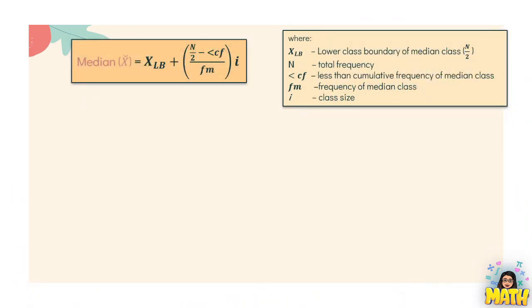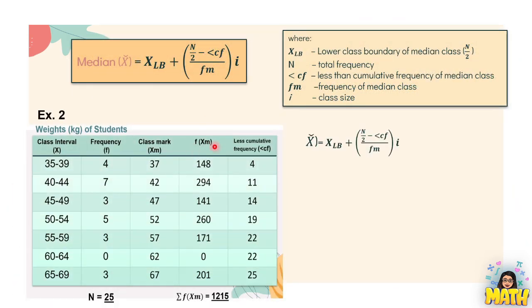Let's have another example for the median. Before computing for the median, it's important to compute for the median class, which is equal to N over 2 or total number of data divided by 2. Here we have 25 data divided by 2, that is equal to 12.5. Remember that median is the middle score after we have arranged the data from smallest to highest.